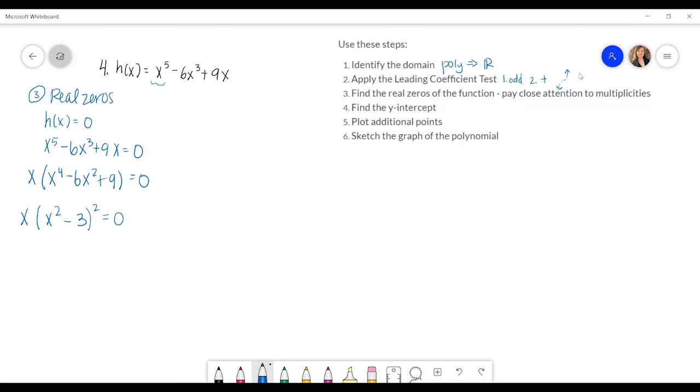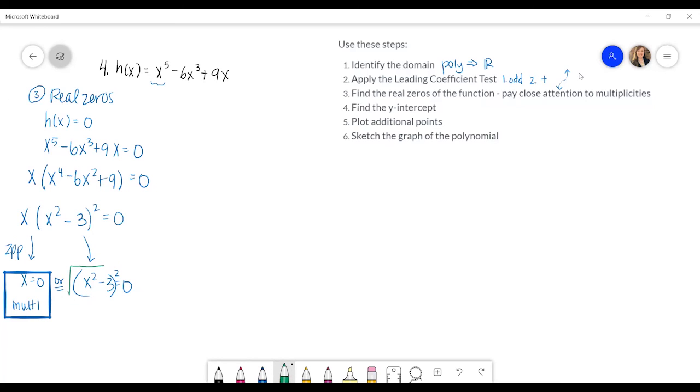Okay, so this is a slightly unusual one because it is an x squared that's in here. So again, practice your factoring, but this is a perfect square trinomial we factored down. So again, we apply our zero product property that gives us x is equal to 0 or x squared minus 3 squared is equal to 0. X is equal to 0 is already done, right? It has multiplicity 1. So we know it's going to cross through that ordered pair.